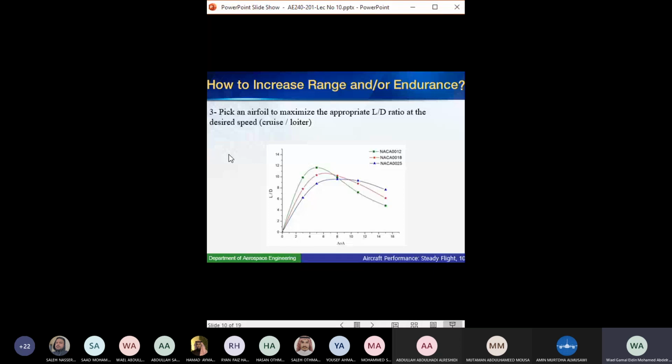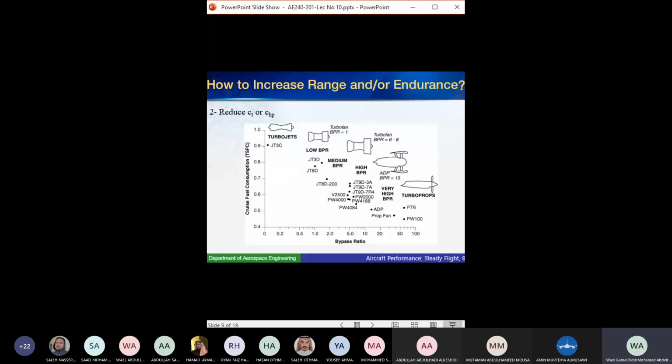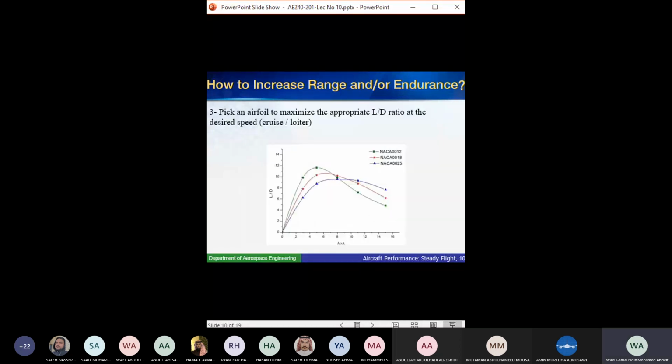The last thing we talked about: put more fuel, pick the low C, and the last thing was to maximize the ratio. Sometimes the ratio is CL over CD, sometimes it's CL to the power 1/2 over CD, sometimes it's CL to the power 3/2 over CD. Okay, so pick the airfoil that gives you the maximum, appropriate ratio. And when I say appropriate, the ratio changes between jet and propeller, between endurance and range. Pick the airfoil that gives you the maximum ratio at the flight condition you want.